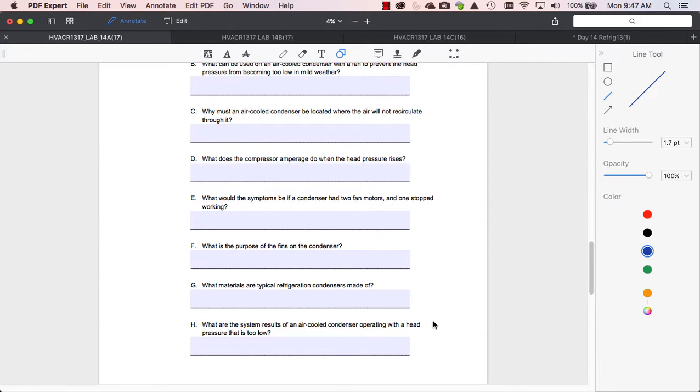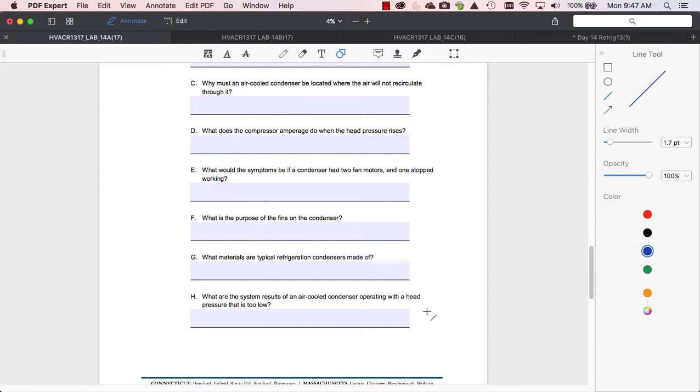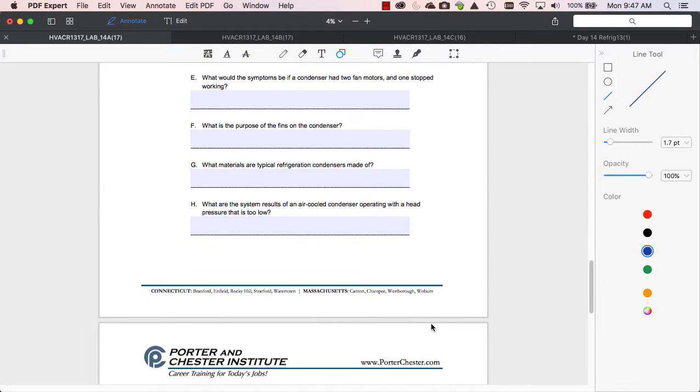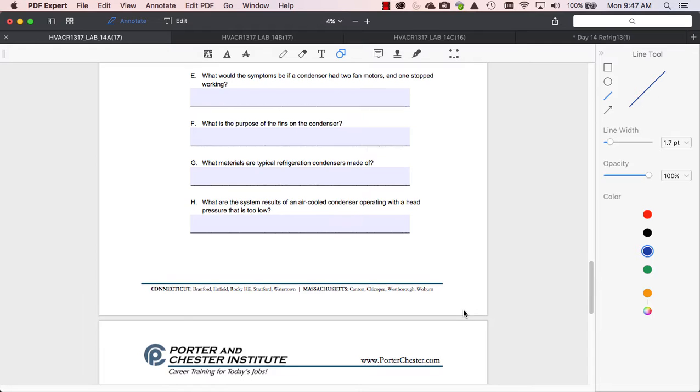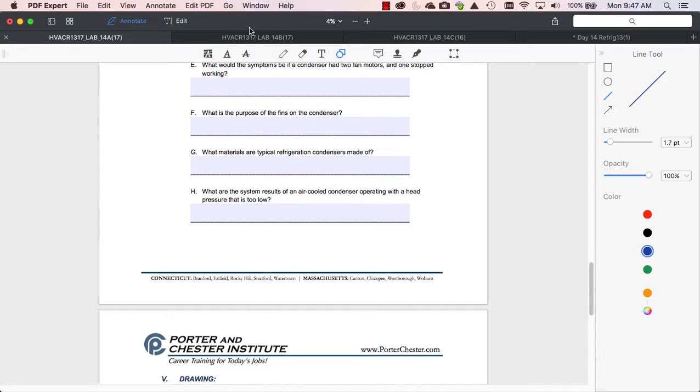What material is typical refrigeration condensers made of? It's normally copper and steel for the fins, but you can also see aluminum these days. What are the system results of an air-cooled condenser operating with a head pressure that's too low? You're going to have low suction pressure. You're going to have possibly freezing of the evaporator, and you will not have proper heat rejection. The pressures will just be all wrong.